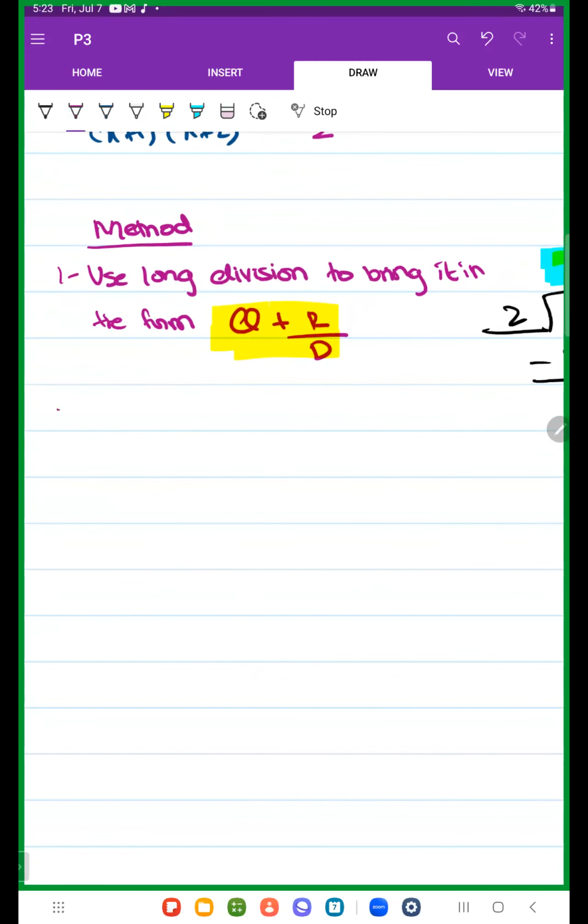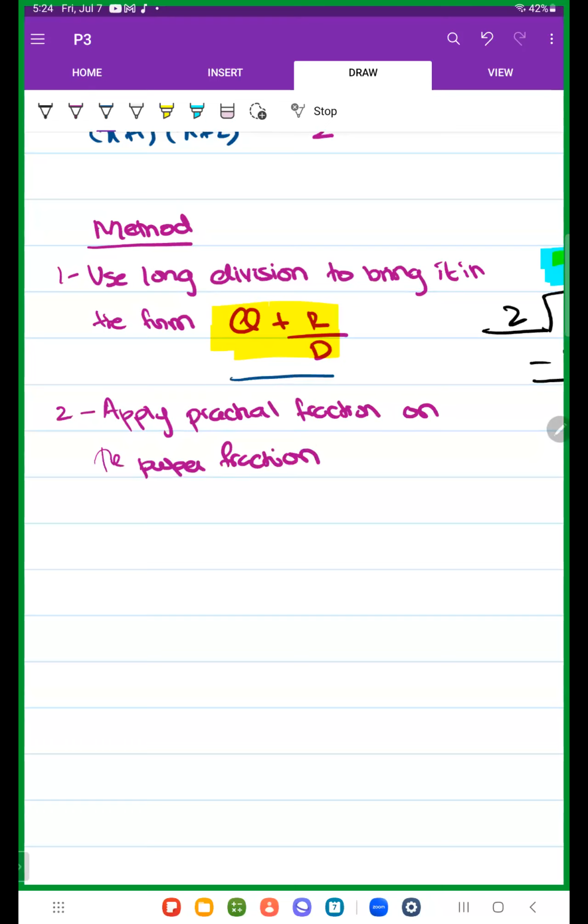And the second step of the method is to apply the partial fraction form on the proper fraction. So now when you express it in terms of this, you will only apply the partial fraction over here on the proper fraction.